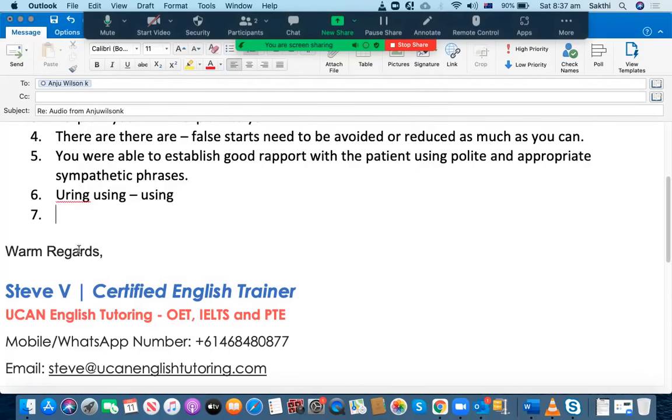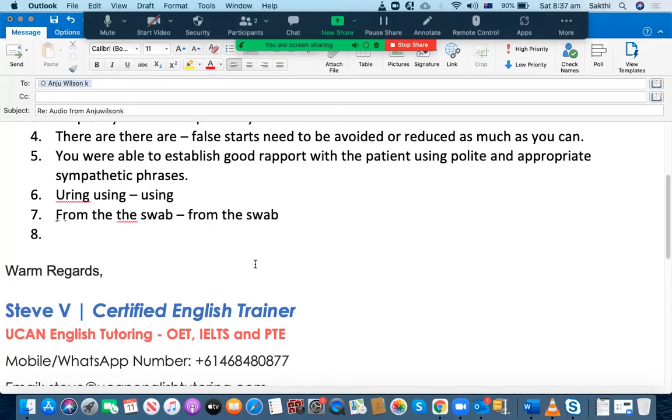What mistake did you commit now? The two times, from the swab. Again, a false start. You should use it only once. Okay, from the swab. Don't say it twice. That's it. All right. Let's continue with the next one.